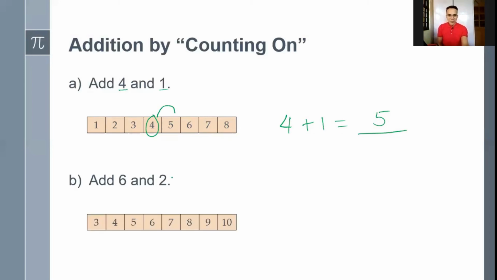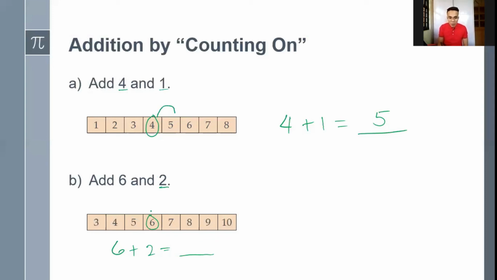Another example, add 6 and 2. First, let's find 6 in our number tape. What is this called again? Number tape, because it's a tape, and there are a lot of numbers in it. So we're going to find 6. Here's the 6, and we're going to move to the right. How many times? We move to the right 2 times because the other number is 2.